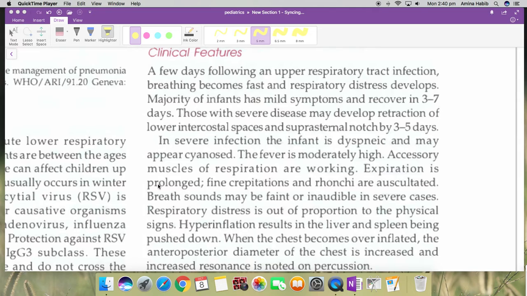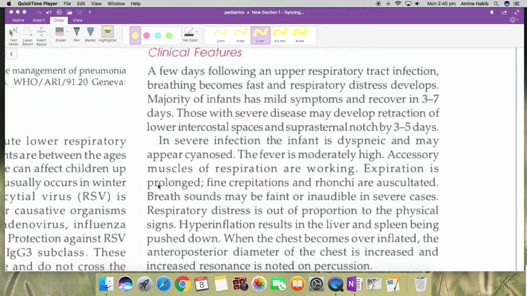Now there is a very logical explanation. When will you get coarse crepitations and when will you get fine? Coarse crepitations usually occur when there is more exudate. Whenever there is an exudative type of problem, for example pneumonia or TB, the creps you get are due to exudate, a lot of pus, and you get coarse crackles.